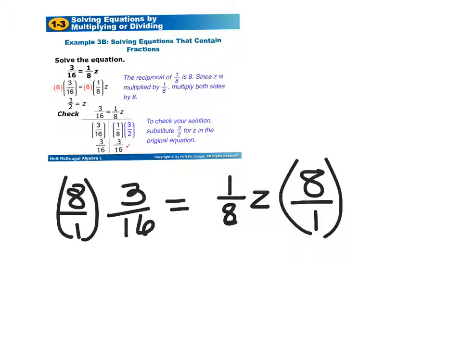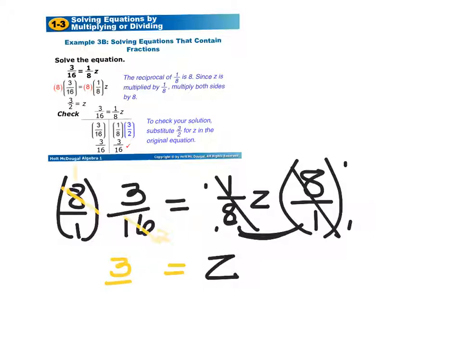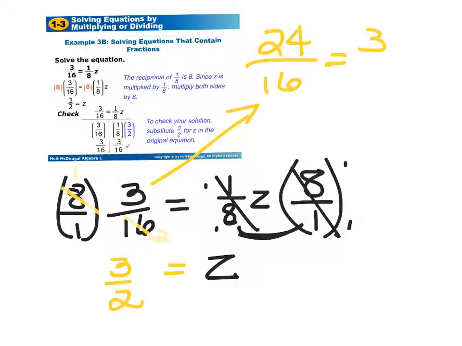All right, so then notice right here, when I multiply a fraction by its reciprocal, these become 1s. So then I'm left with z. I can also simplify over here. I can divide 8 by 8 and get 1, 16 by 8 and get 2. And now I'm left with z is equal to 3/2. Now, if you're not comfortable simplifying diagonally, if you would have multiplied it straight out, you would have gotten 24/16, and then you would have had to reduce it to 3/2.